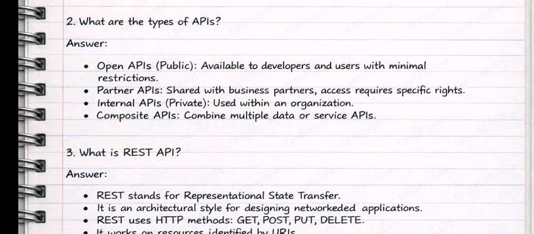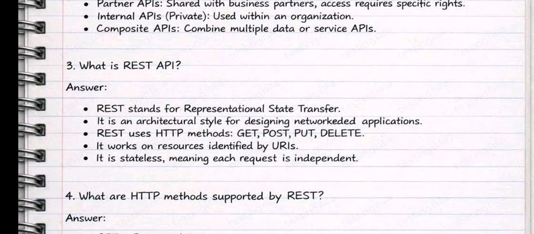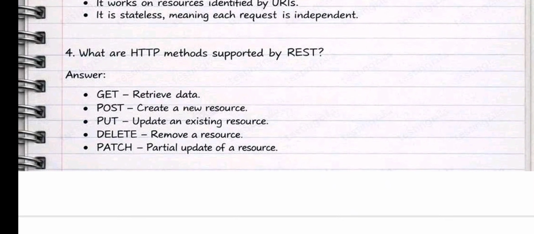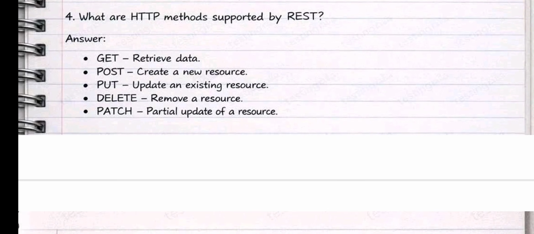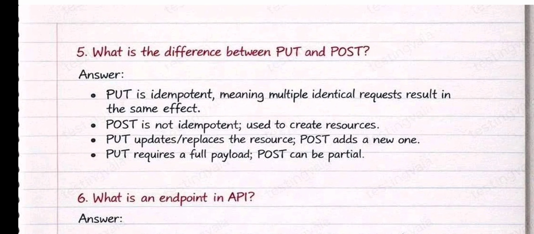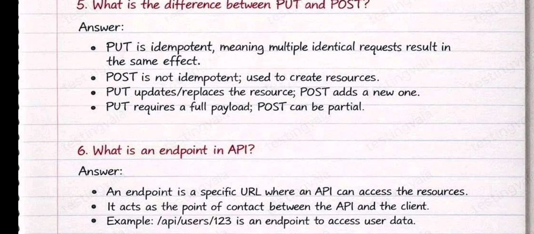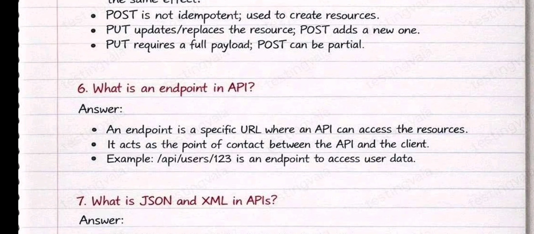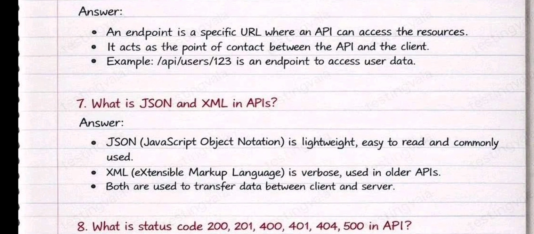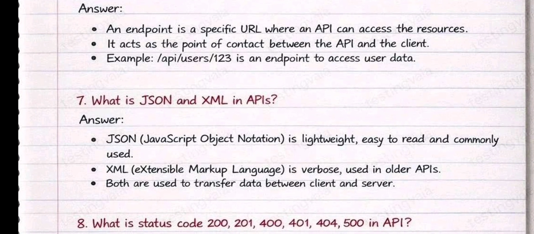And the next question goes like, what are the types of APIs? What is a REST API? What are the HTTP methods supported by REST? What is the difference between PUT and POST? PUT updates or replaces the resource, whereas POST adds a new one. What is an endpoint in API? An endpoint is a specific URL where an API can access the resources. It acts as a point of contact between the API and client.